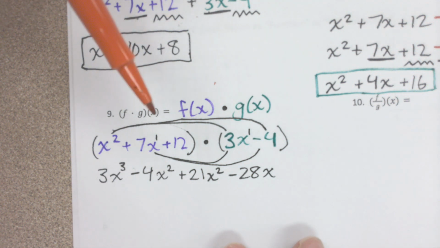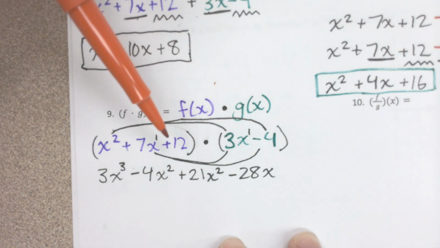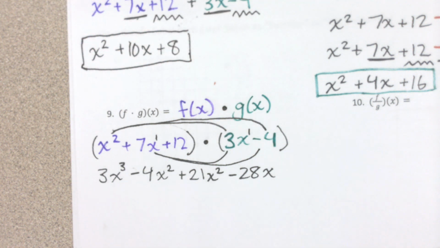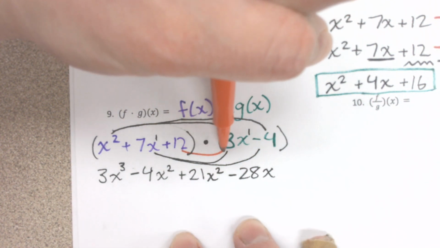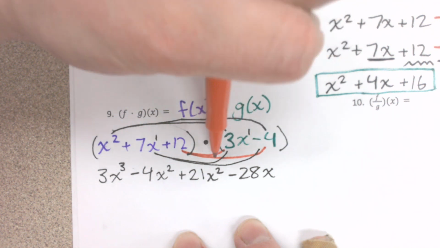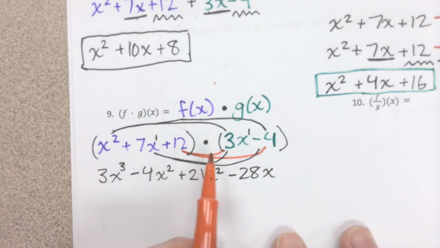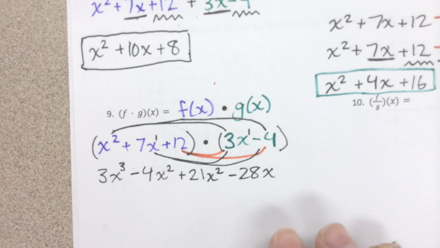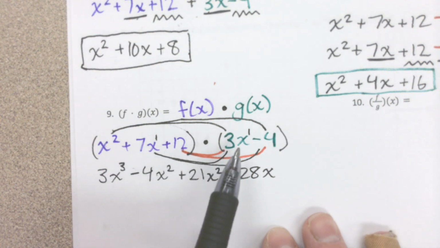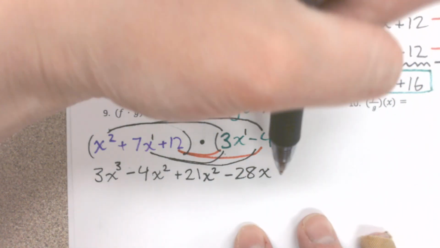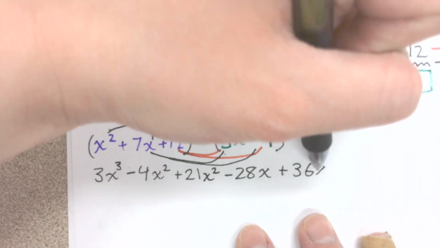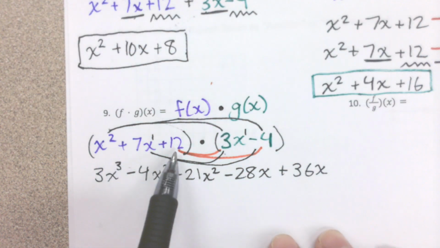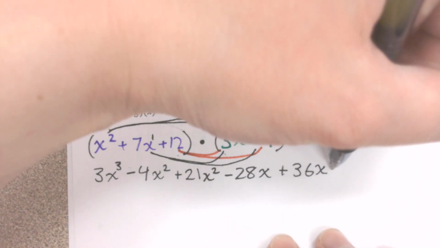Lastly, we need to go through one more time and distribute the 12 into there. At this point, it's going to look a little messy, so I'm going to use a different color for the 12. So this is my third distribution. 12 times 3x is 36x. 12 times negative 4 is negative 48.